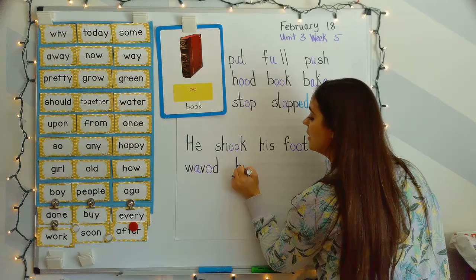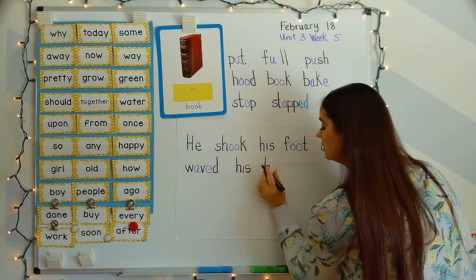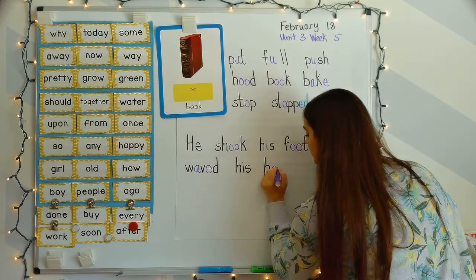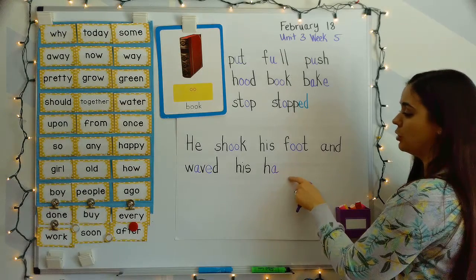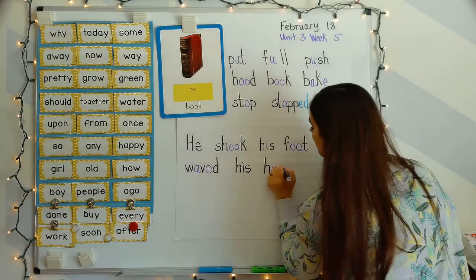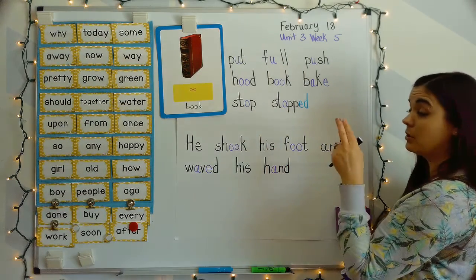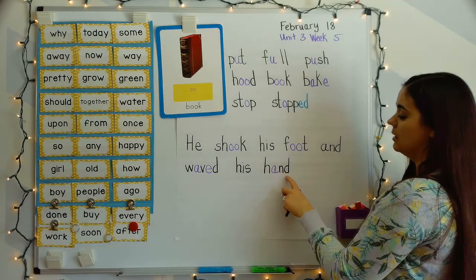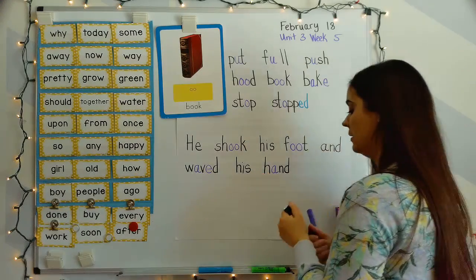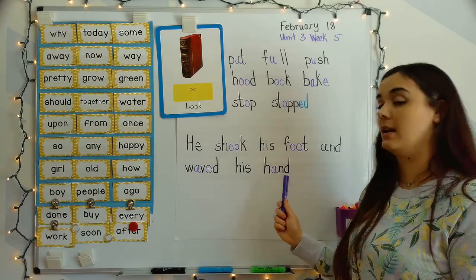H says, his. H says, A says, there's nobody here, so it's just short A. And D, you can blend two consonants at the end of a word. And hand. He shook his foot and waved his hand. Your turn.